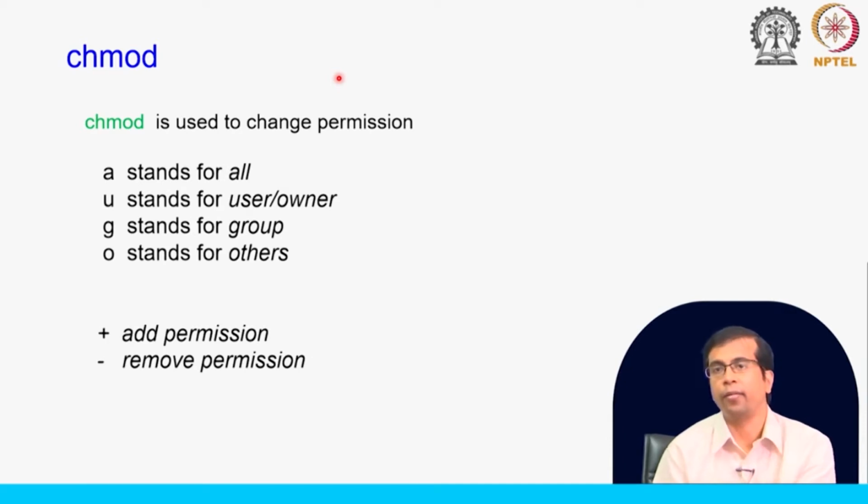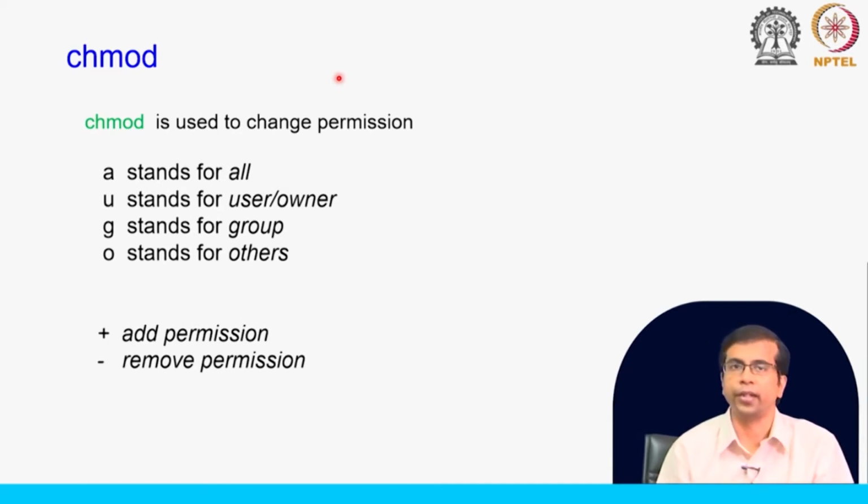Again you will have multiple options with this chmod. You will see something called a. This stands for all, so the permission will be changed for everyone. If you give this option u, it will stand for user or owner. If you say g, it will stand for group, so you are changing permission only for groups, and o will stand for others. If you are mentioning this option o, it will change the permission only for others, not for the owner, not for the groups.